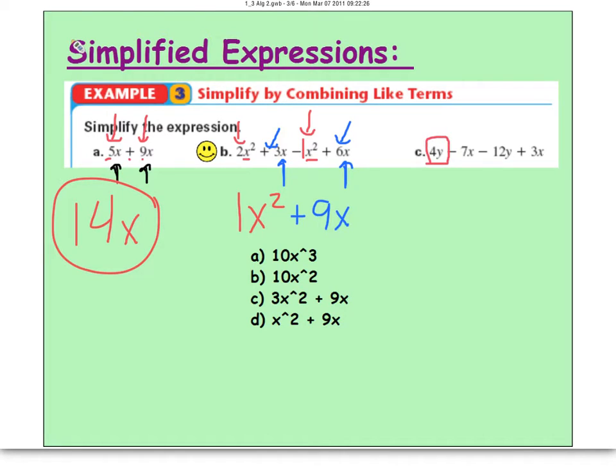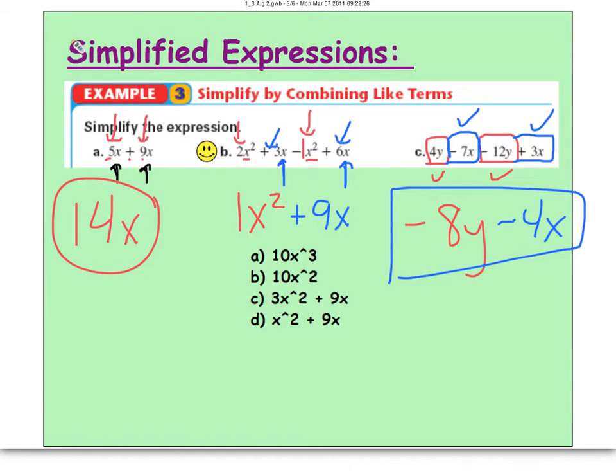For part C, there's, again, two sets of like terms. We have the y's. The number owns the sign in front of it, by the way. And we have the x's. So to combine them together, I have 4y minus 12y. So 4 minus 12 is negative 8y. I have negative 7x plus 3x. Negative 7 plus 3 is negative 4x. And that's our simplified answer.